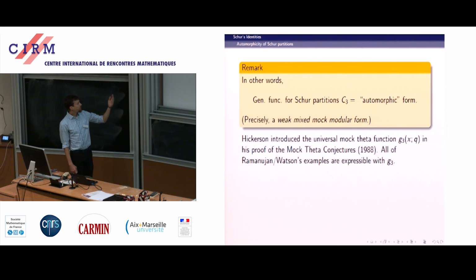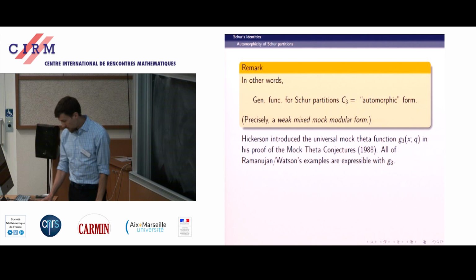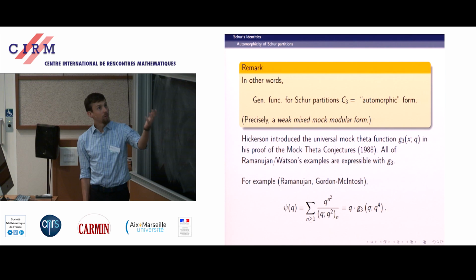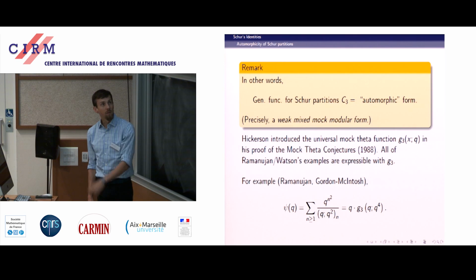I thought I'd just say another word or two about some of the history and meaning of the universal mock theta functions. So this G3 in that form was introduced by Hickerson in order to prove and really help unify some, at the time, mysterious identities amongst many of Ramanujan's mock theta functions. And all of them can be expressed in terms of G3. For example, here's one of the simplest relationships. One of Ramanujan's original mock theta functions, psi, has this shape, and that specializes pretty easily to this G3.